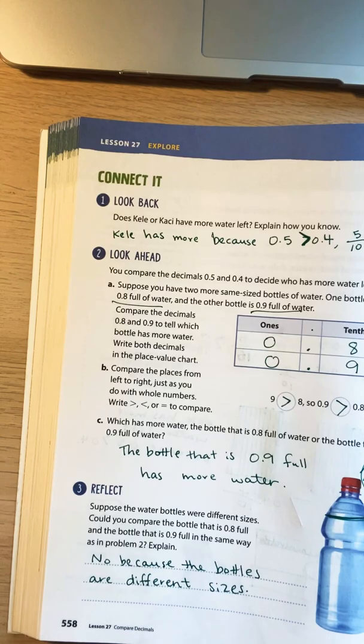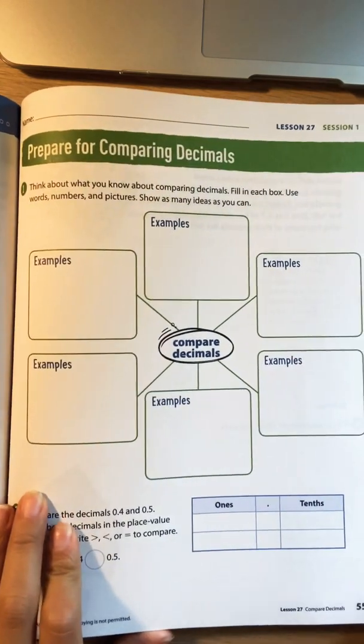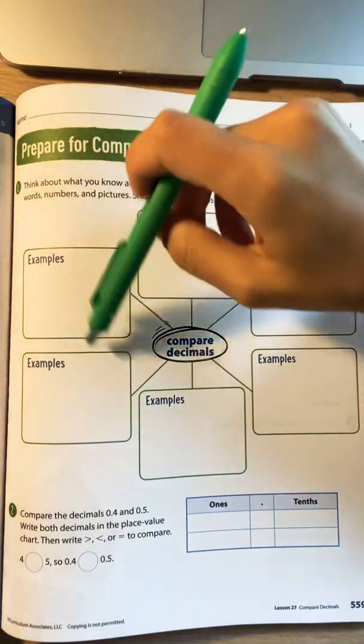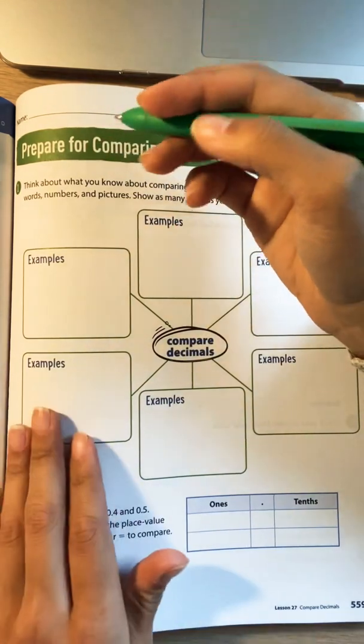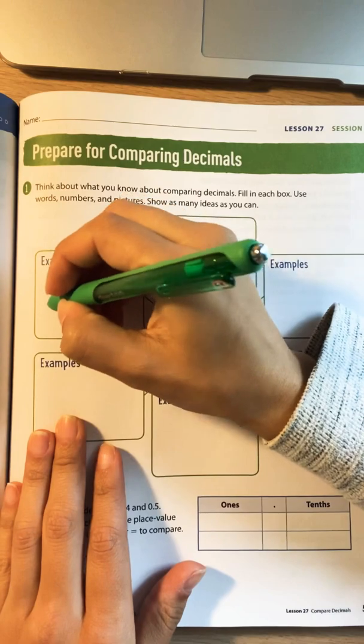Pause there if you need it. Practice page on page 559. Our green pages. In the middle of our little bubble web map thing is compare decimals. So that's what our whole lesson is about. And it just has examples all the way around. So let's just show some different ways we could do that.